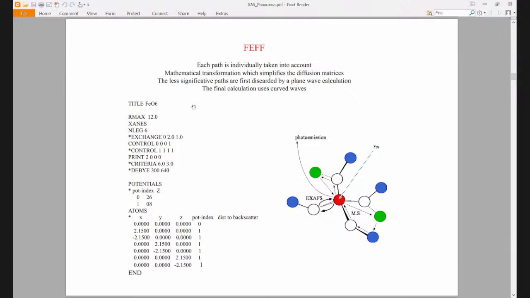And for instance, here the code tells FEFF, okay, just look at the paths which have six legs. Not more, not the paths which are very, very complicated before coming back, six legs only. And look at the paths which are at least 3% of the most important path, which is the exact one. The other ones are too small.